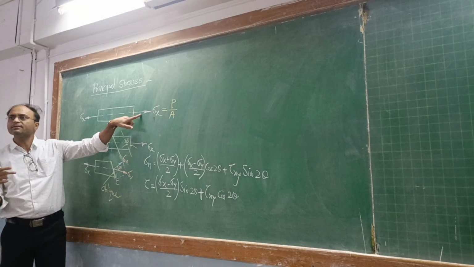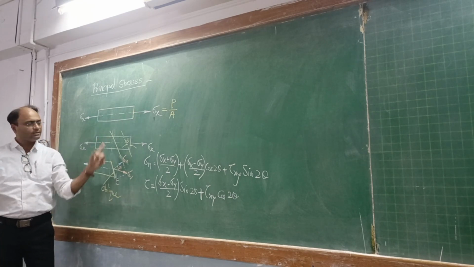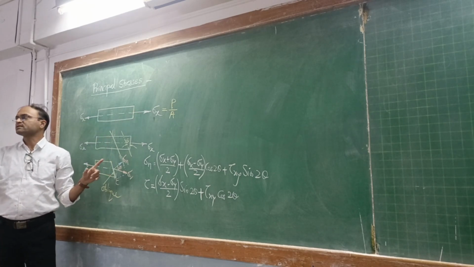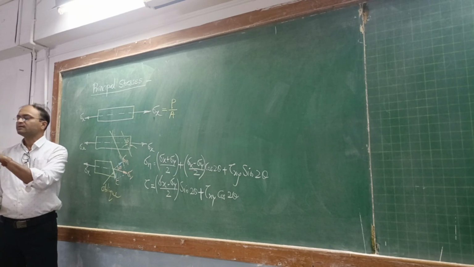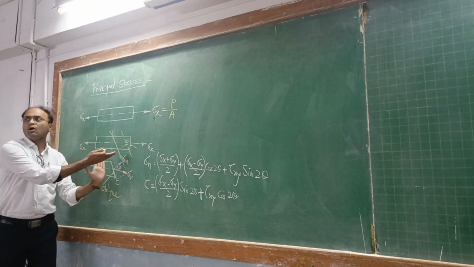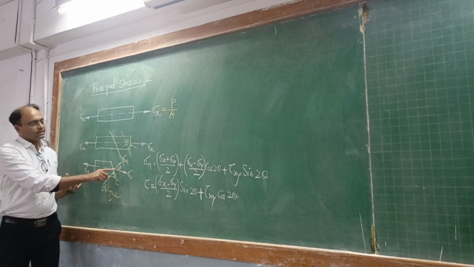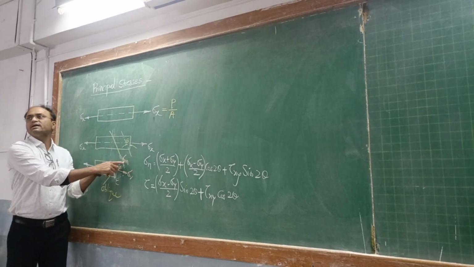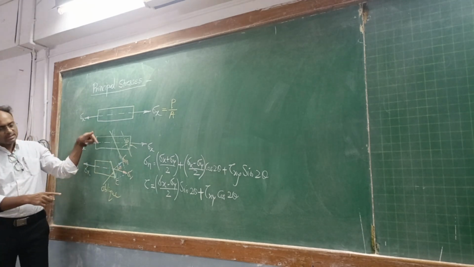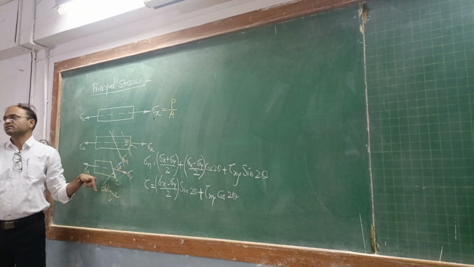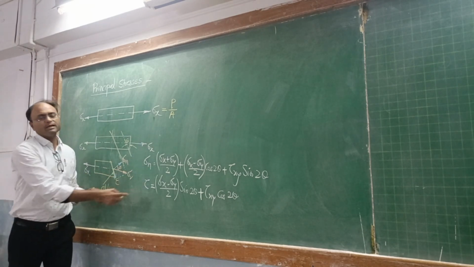Here how many stresses are there? Here there is only one stress. But in this case there will be two stresses. How? One perpendicular to the plane, other parallel to the plane or along the plane. Okay. The stress which is perpendicular to the plane is called normal stress. The stress which is along the plane is called shear stress. Okay, and they are given by these two equations.